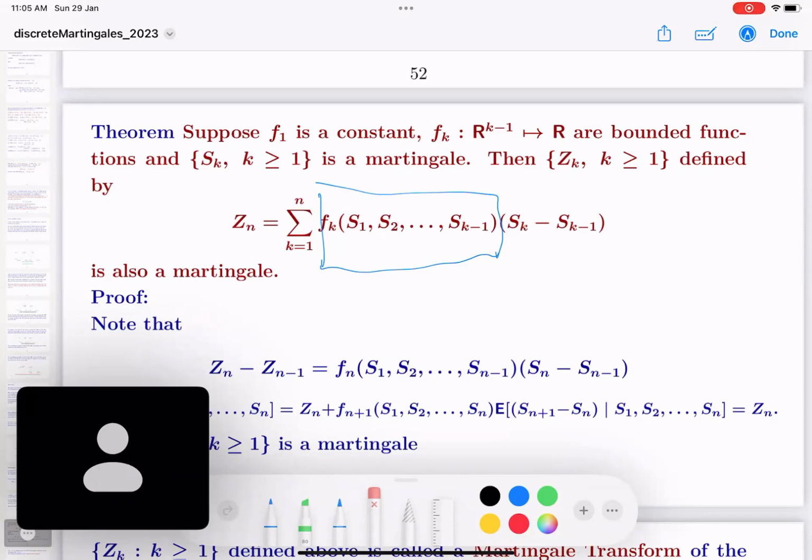I hope I answered the question. Now, briefly, I'll go over the proof. Just 2, 3 lines here.